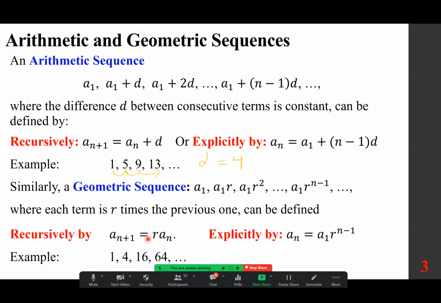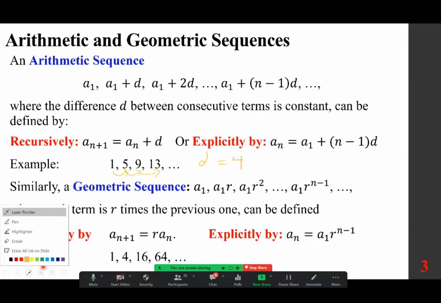Recursively, a sub n plus 1 is r a sub n. In other words, if you want any term, pick a previous one multiplied by 4. Explicitly, in general, a sub n is a sub 1 times r to the power of n minus 1. Notice 1 times 4, 4 times 4, 16 times 4. Therefore, in this case, r equals 4. The ratio is a constant.